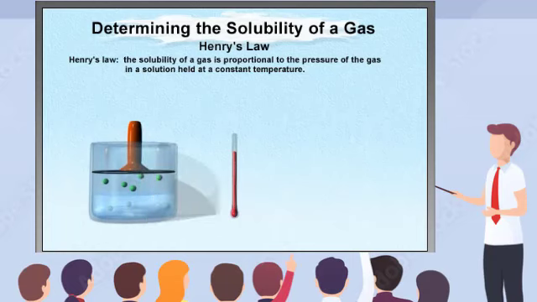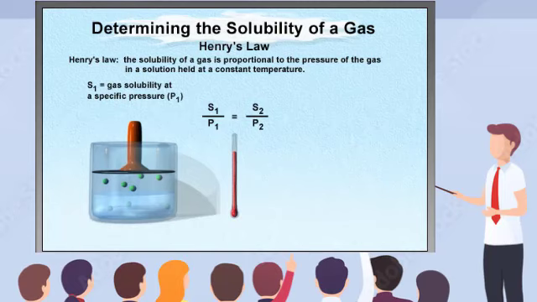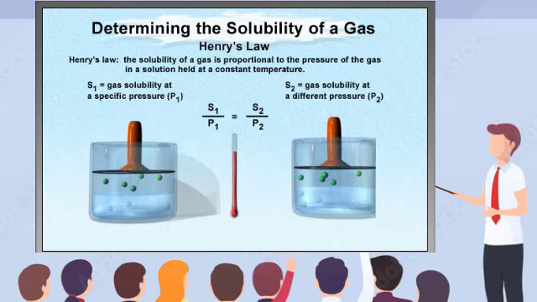The solubility of gases in a solution is determined using Henry's law, which states that the solubility of a gas in solution is proportional to the pressure of the gas at a specific and constant temperature. In the equation for Henry's law, S1 divided by P1 is equal to S2 divided by P2. S1 stands for the solubility of the gas at a given pressure, which is denoted as P1. S2 stands for the solubility of the same gas at a different pressure, which is designated P2.